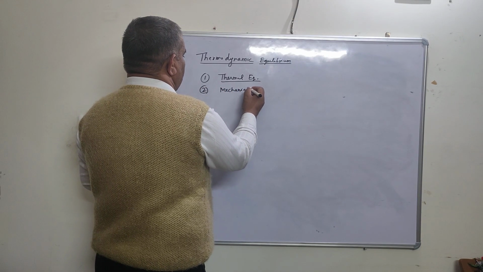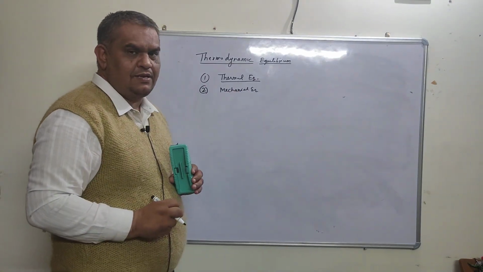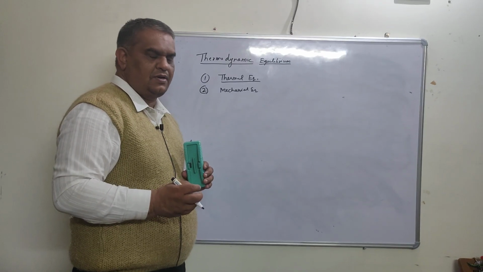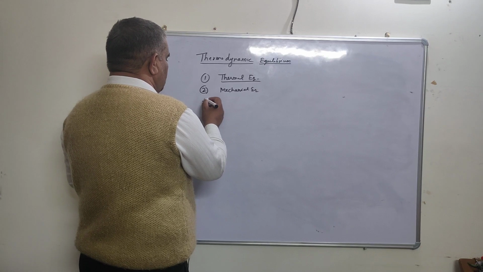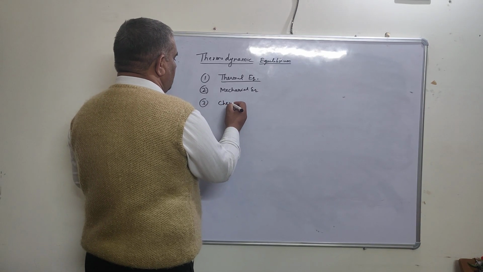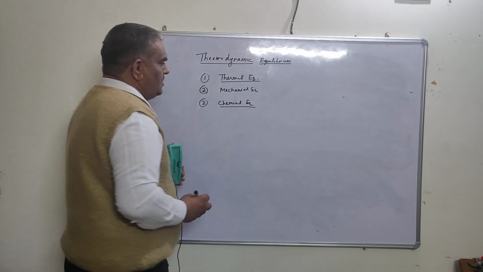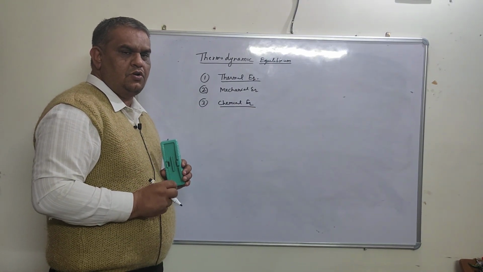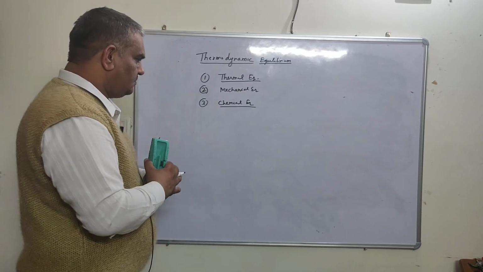Second is mechanical equilibrium. A system is said to be in mechanical equilibrium if no work is done by the system from one part to another. Third is chemical equilibrium. A system is said to be in chemical equilibrium when the composition of the various phases remains constant.